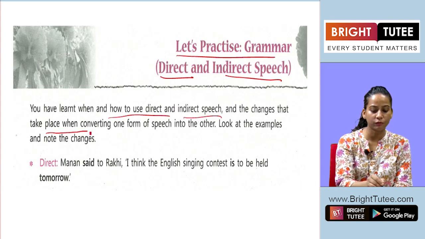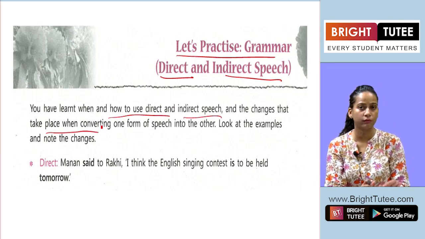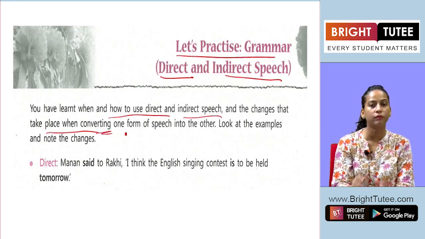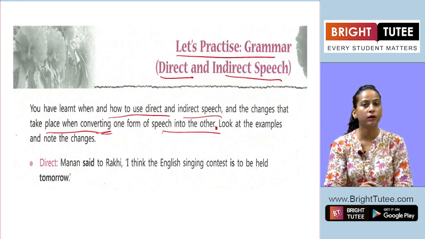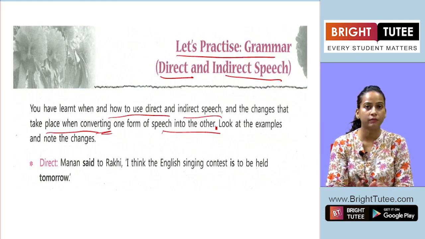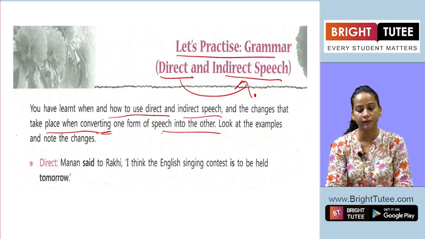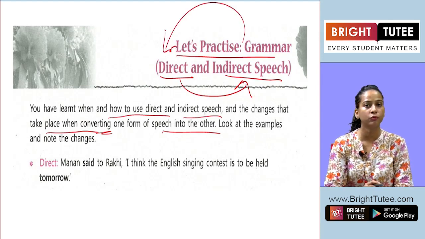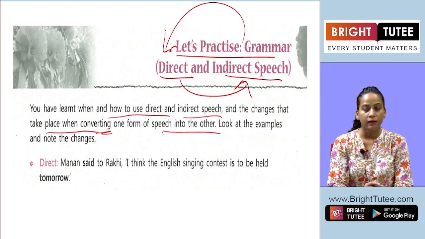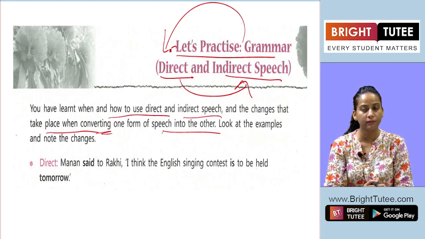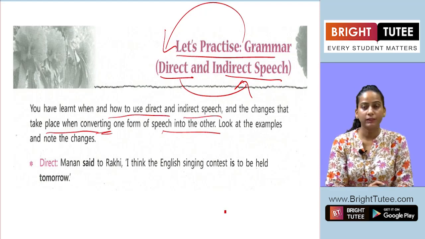It takes place especially when we have to convert one form of speech into another one. Like when the direct sentence is given, we change it to indirect, or when the indirect is given, we again change it into the direct one. A few examples are given here, and after the discussion of the examples, we are going to discuss the exercise based on direct and indirect. Okay, the first one is given here.